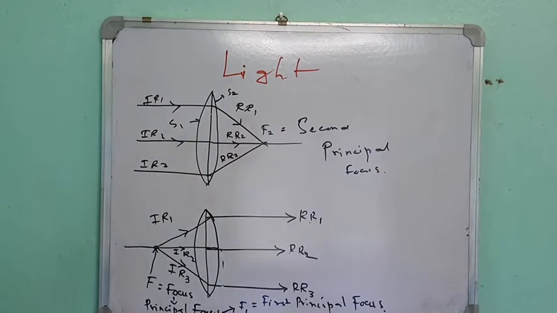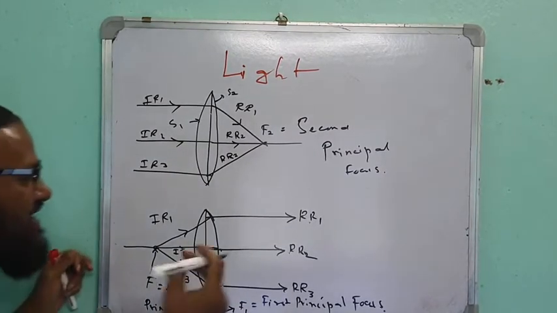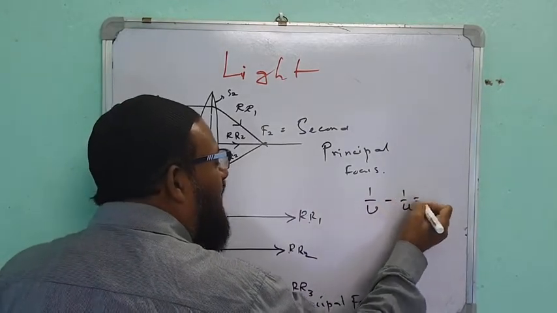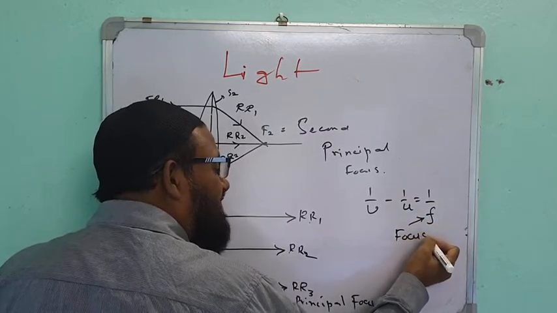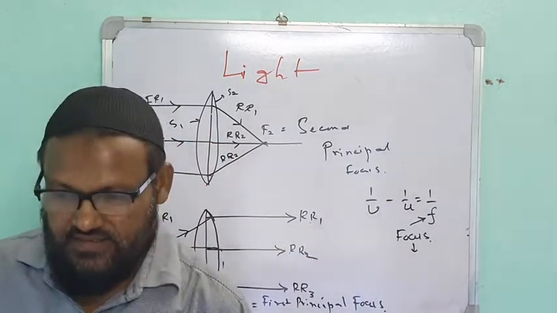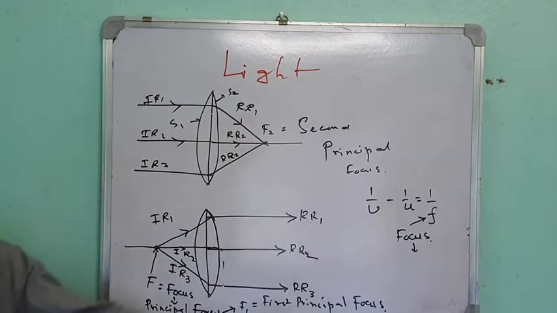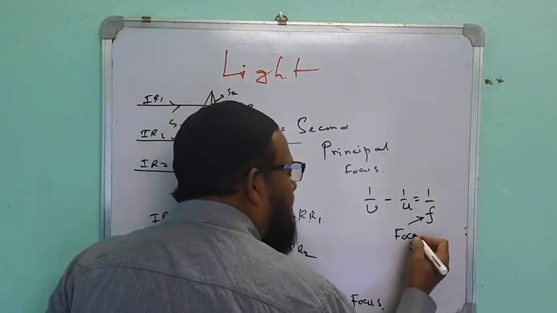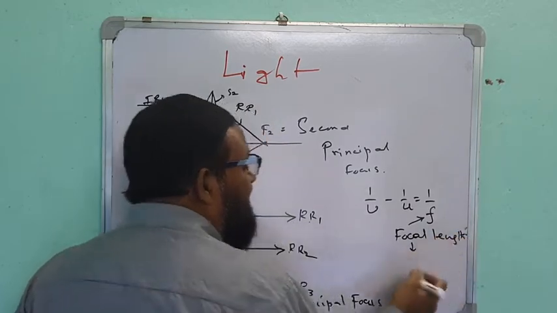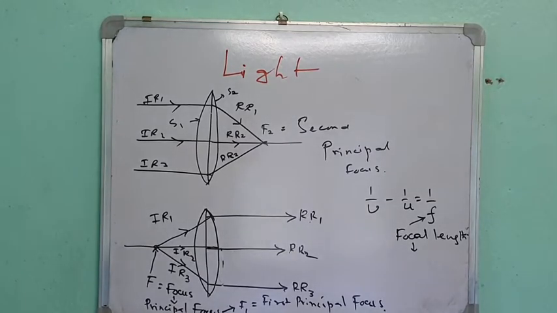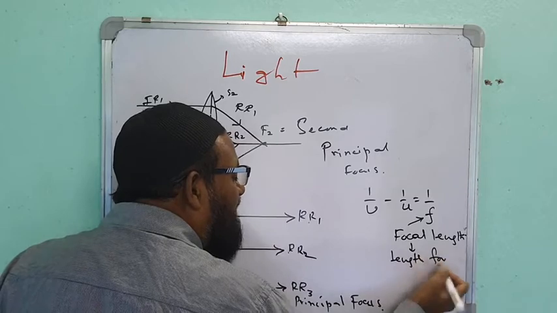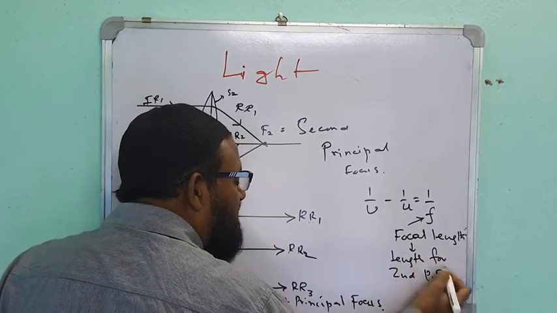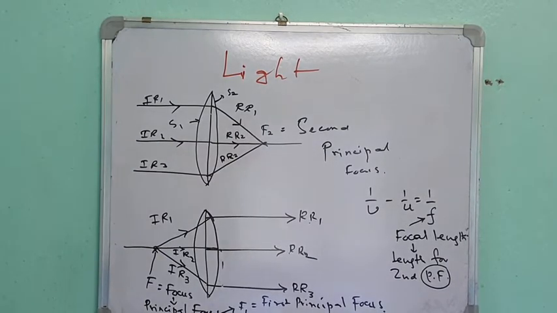Yeah. Now, one thing is important. Now the question is, this is 1 by u, the simple focus, principal focus. Sorry, this is not focus. This is focal length. Now my question: is this focal length for the second principal focus or the first principal focus? This is the focal length for the second principal focus. Please write down second principal focus.